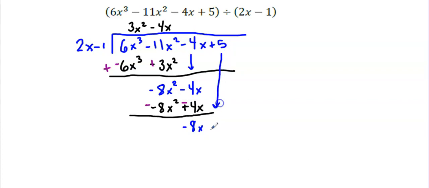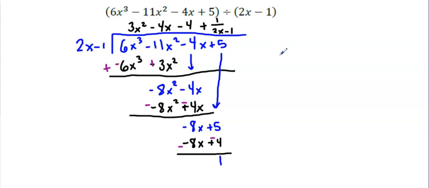Bring down this plus 5. Then I ask myself, what times 2x gives me negative 8x? That answer is negative 4. Negative 4 times 2x is negative 8x, and negative 4 times negative 1 is a positive 4. So when I subtract these, I get a positive 1. So that means I have a remainder of 1. So I'll write this as plus 1 over 2x minus 1, so my remainder over the divisor.